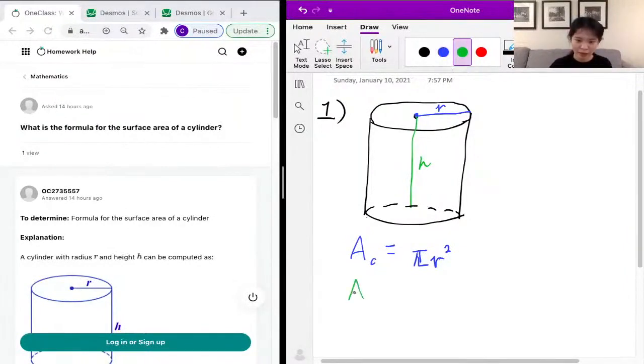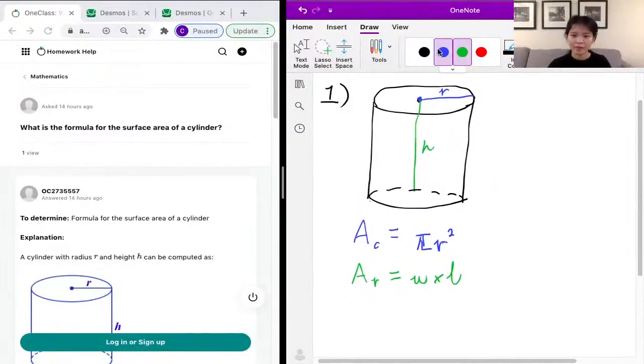And you probably already know the formula for the area of a rectangle, so let's just write A sub r. It's width times length. Now, immediately you could see that the area of a cylinder is equal to 2 times the area of the circle plus the area of the rectangle. You might not see the area of the rectangle right away.